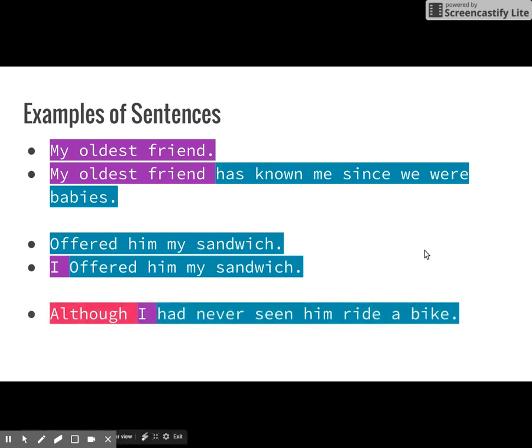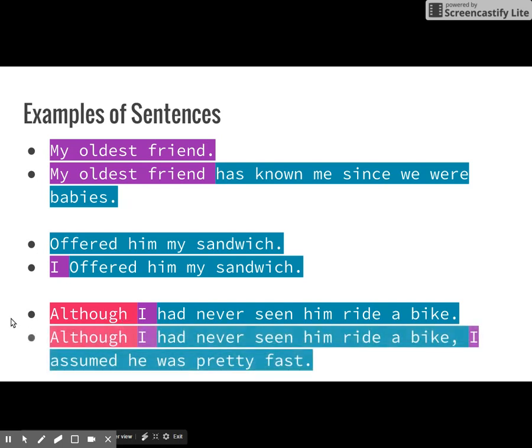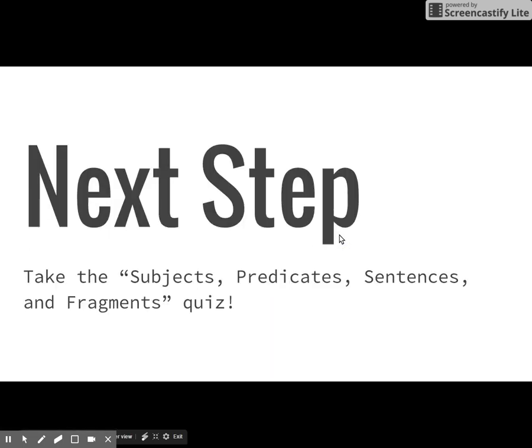Although I had never seen him ride a bike. Okay, it's long, sure thing, but it is not a sentence because it starts with this signal word, although, and we will be learning the real word for those later. Although I had never seen him ride a bike, comma, I assumed he was pretty fast. So there's a little bit of a sentence here, and then there's a regular sentence, I assumed he was pretty fast, right there. All right, the next step in this process is that you are going to take the subjects, predicates, sentences, and fragments quiz. Good luck, and we'll see you on the next one.